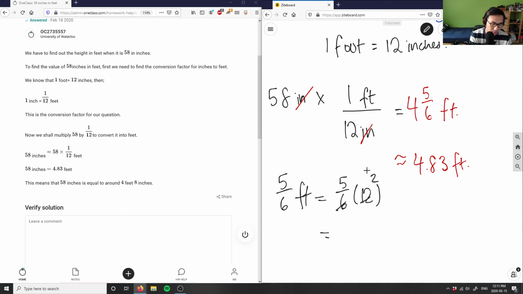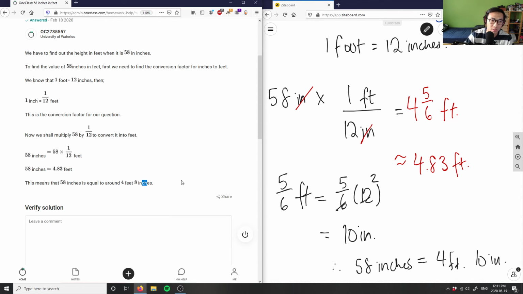So in this case, it's actually not 8 inches. 8 inches would have been 3/4. So their solution here is not correct, actually. It's 10 inches. So you can also say that 58 inches is equal to 4 feet 10 inches. So this solution is incorrect because the last part is wrong, but the math here is correct. The solution is correct except for the concluding statement.